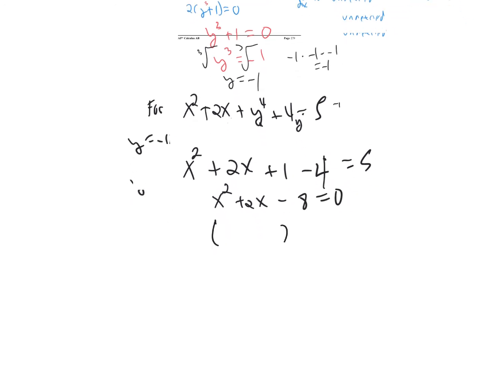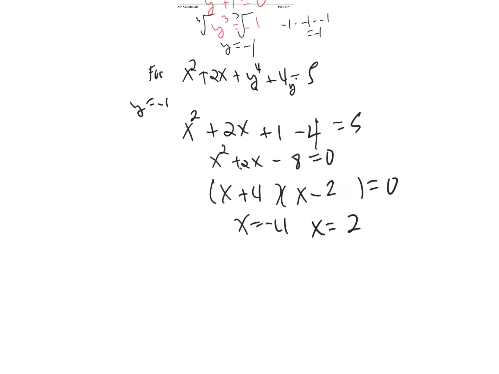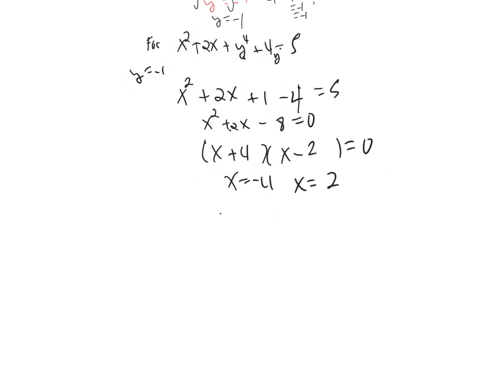Let's see if it factors. X and x, factors of 8 are 4 and a 2. I need a positive answer, so it's positive 4 gets the big one. Minus 2 equals 0. X can be a negative 4, x can be a 2. So my ordered pairs are going to be negative 4, negative 1, and 2, negative 1.